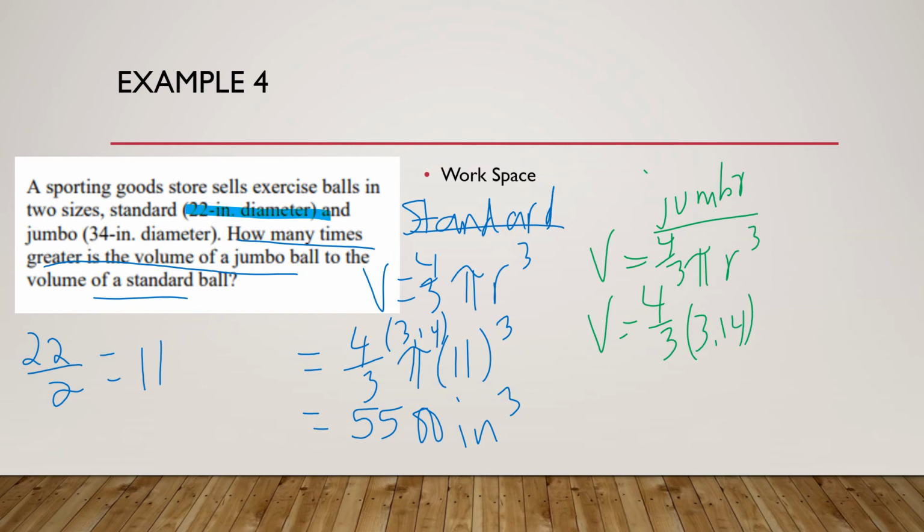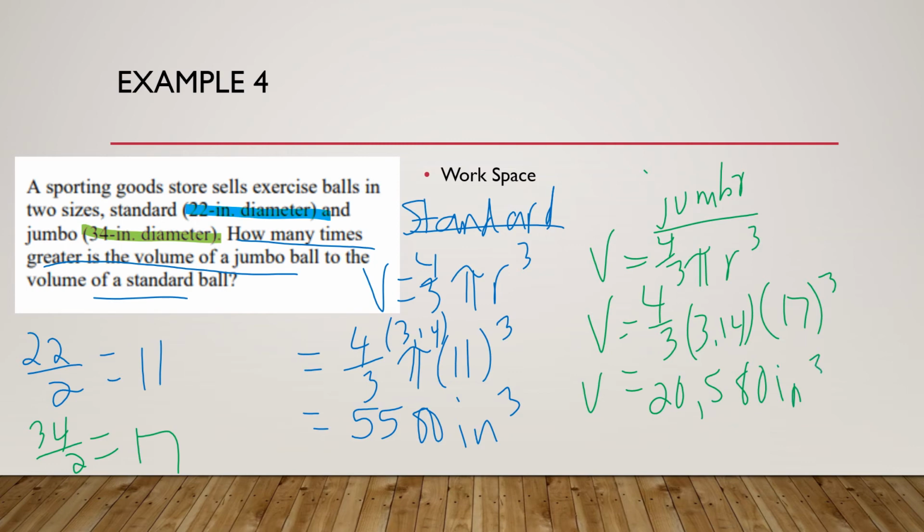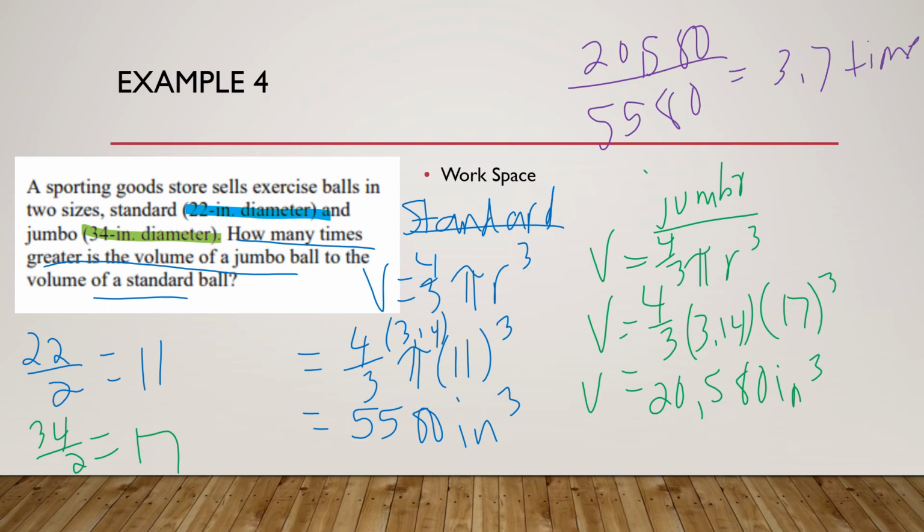This time, our radius is 34 inches in diameter. So we'd have to take 34 divided by 2, which gives us 17 for the radius. So times 17 cubed. If we do that math and we use our 3.14, that gives us 20,580 inches cubed. And the question is, how many times greater? So to figure how many times greater, if we take the jumbo ball, divide it by the standard ball, we get about 3.7 times greater.